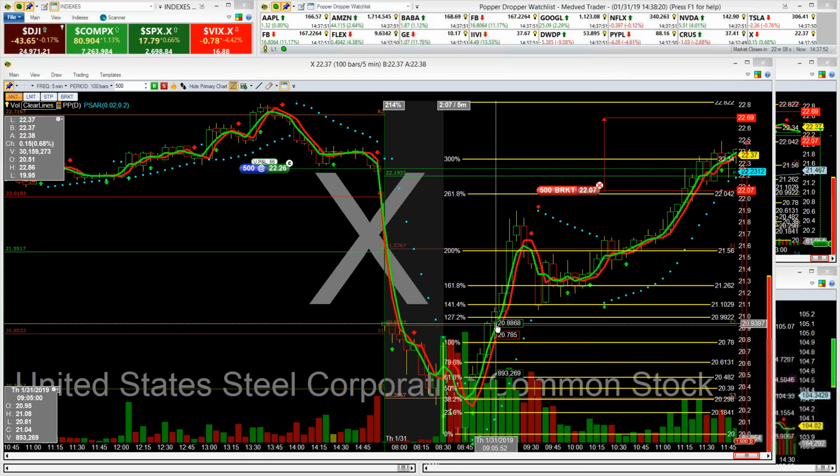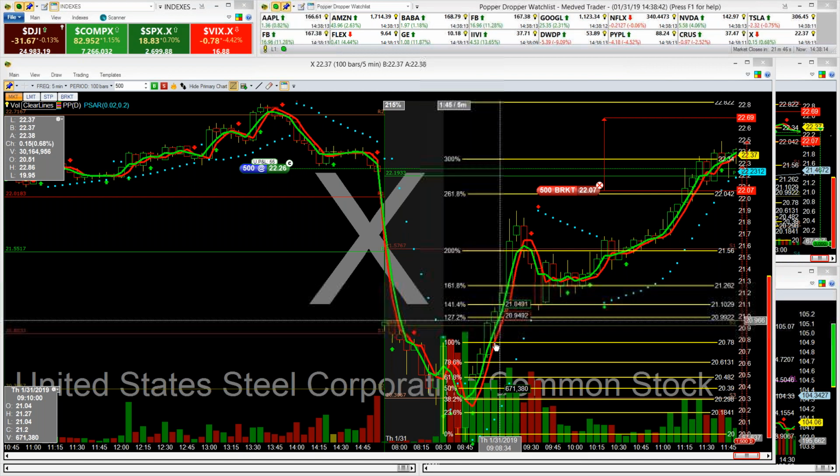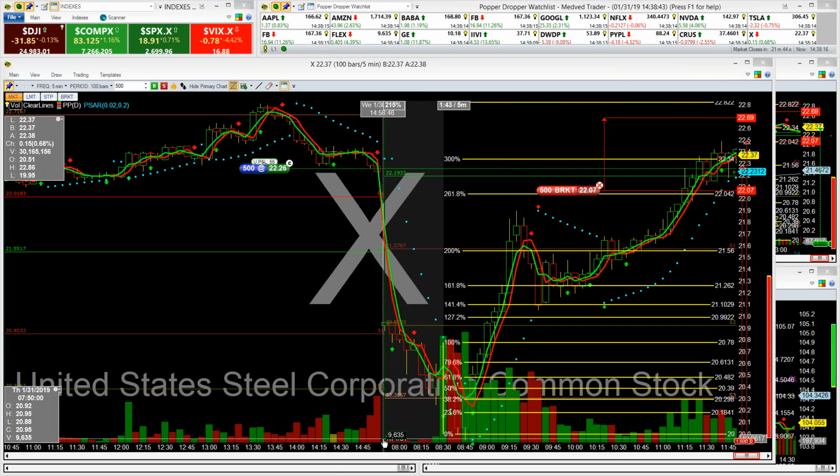It may have only gone to S2. If it got to S2, then it was about a 1 to 1.5 risk to reward. We risked 30 cents to make almost 50, 40-some odd cents, so a little less than 1 to 1.5. Still acceptable. Definitely still acceptable.